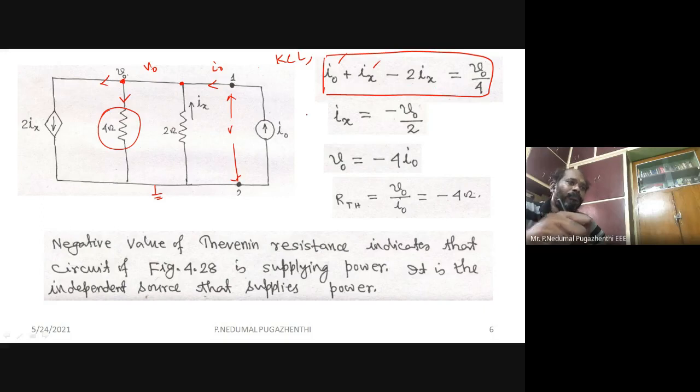But what is Ix actually? Ix is equal to V naught by 2. I cannot say plus V naught by 2 because the current Ix is moving towards that node, so I will put minus V naught by 2. If the current is found to be in the other direction, then I will put plus V naught by 2. But the current is towards that node, so Ix is equal to minus V naught by 2.